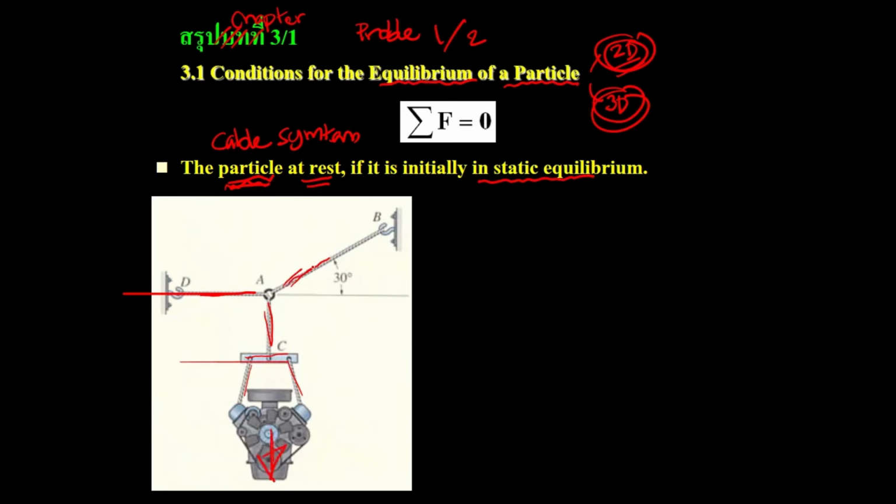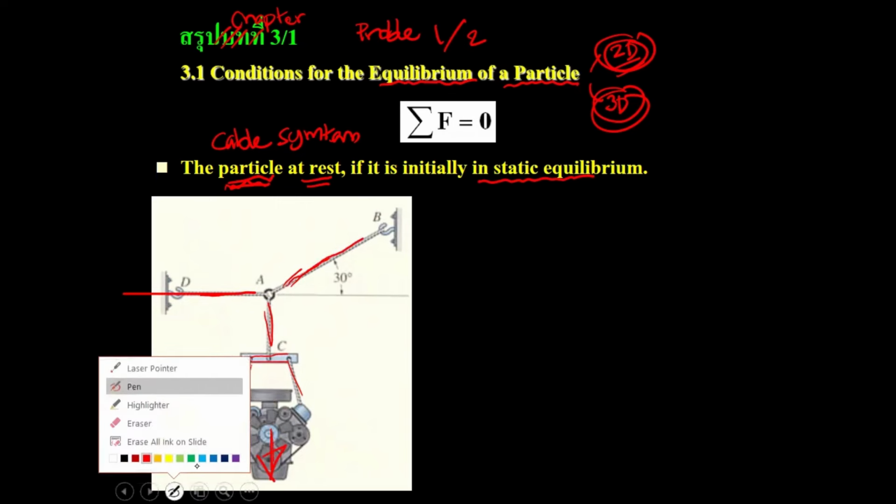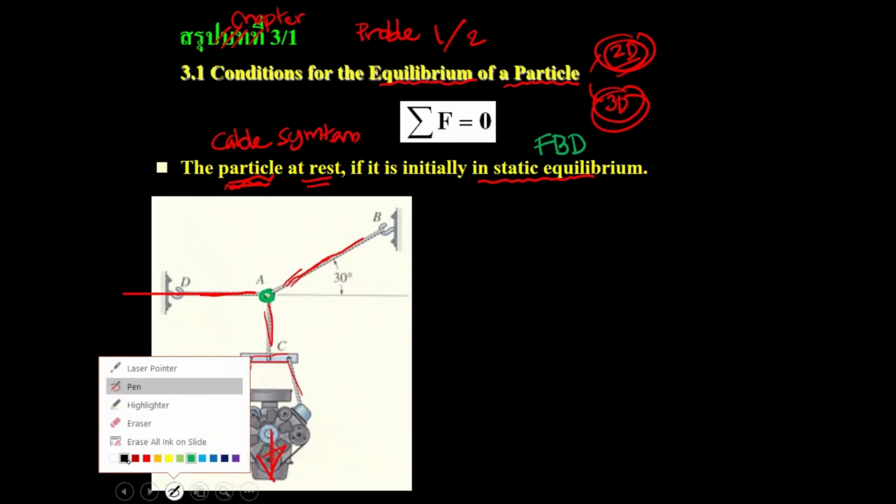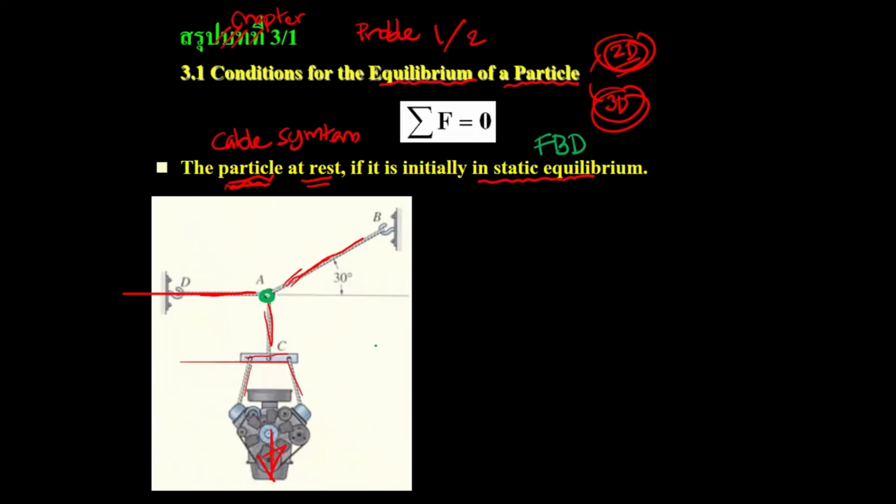Since the whole system is in equilibrium, we're looking for something over here to represent the state of equilibrium. We represent the state of equilibrium by drawing the free body diagram. Without the free body diagram, we just take this portion, the particle over here, and put the point A over here. If this point A is in equilibrium, the whole system will be in equilibrium.